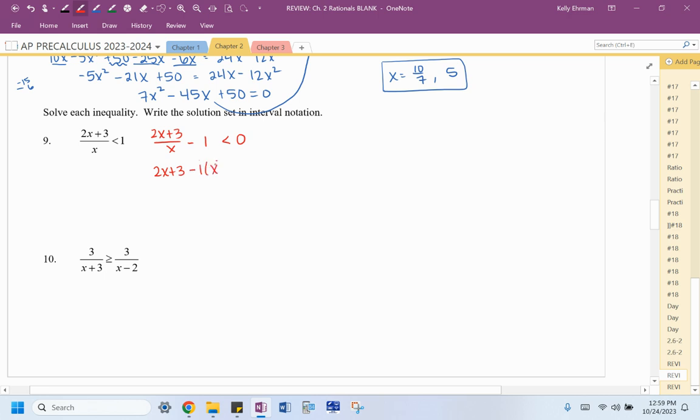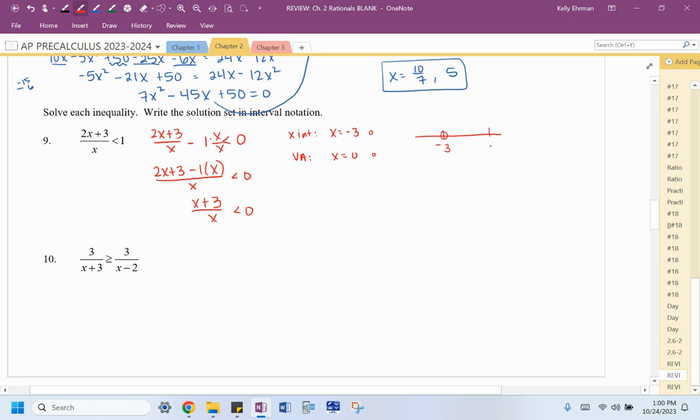You're going to multiply 1 by x to get it to a denominator over x. That's all I did there. Simplify. 2x minus x is x plus 3 over x less than 0. Get your critical numbers, which are the x-intercept and the vertical asymptote. X-intercept is negative 3, plotted with an open circle because this is just less than 0, not less than or equal to. Vertical asymptote is at 0, plotted with an open circle because it's a vertical asymptote, and that point doesn't exist on the graph.